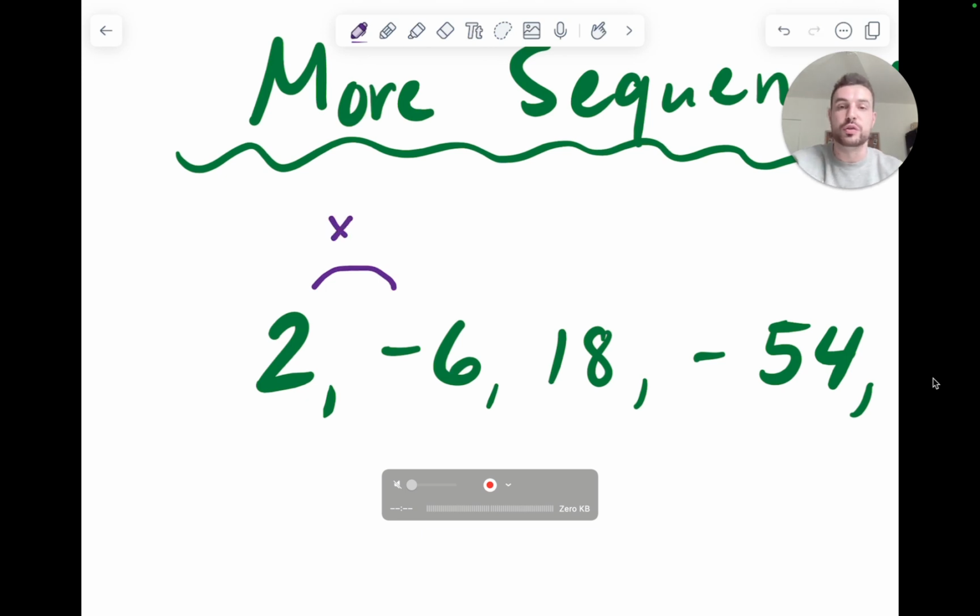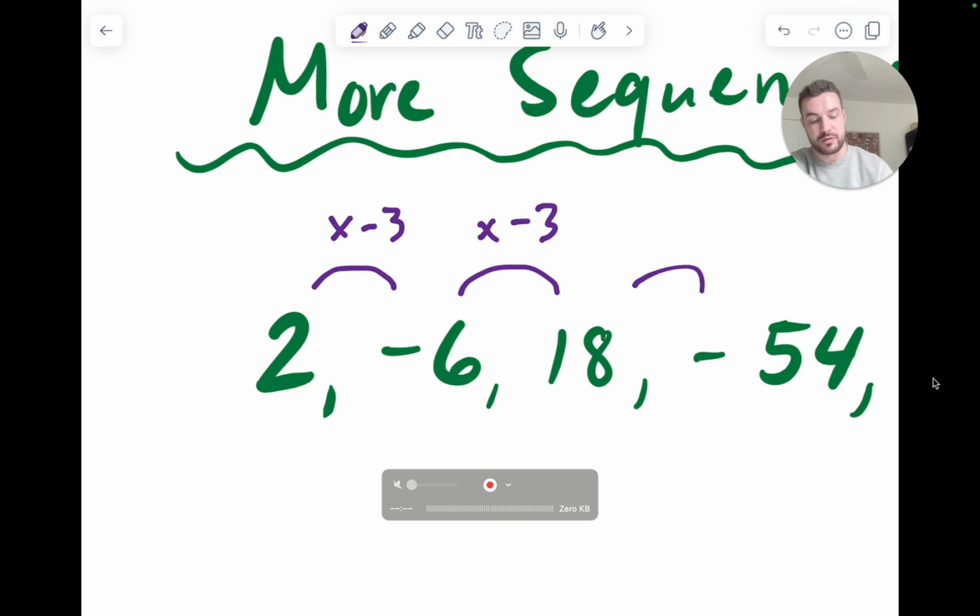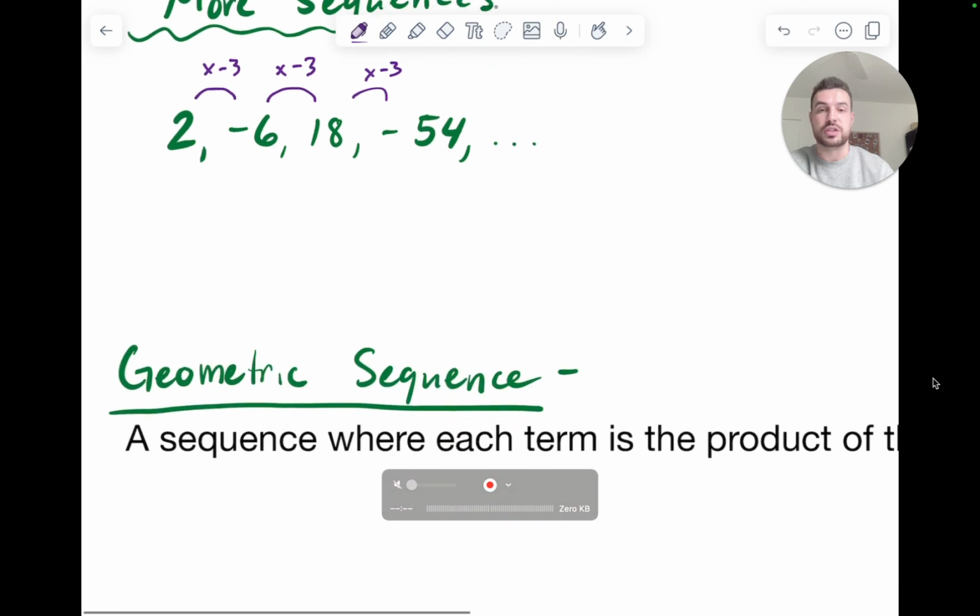To go from 2 to -6, we are multiplying by -3. And then if we go from -6 to 18, again, we are multiplying by -3. So the pattern here is multiplication. Now, the big giveaway for us is we are going from a positive to a negative to a positive to a negative, and that pattern is going to continue. So it tells us what we're multiplying by. Our ratio is going to be a negative number. This is what we call a geometric sequence.